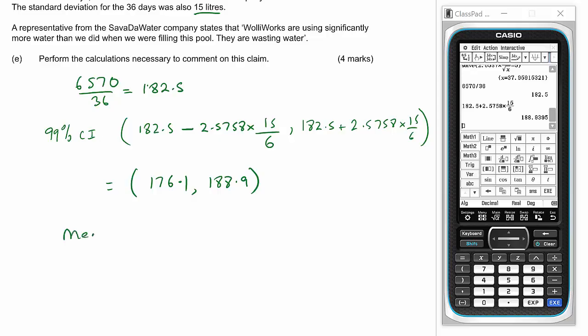And the mean for Save the Water was 175, which is outside this confidence interval. It's over here compared to this confidence interval, and I would say that that adds credibility to the claim for Save the Water. We do have some evidence that Wallyworks are using more.